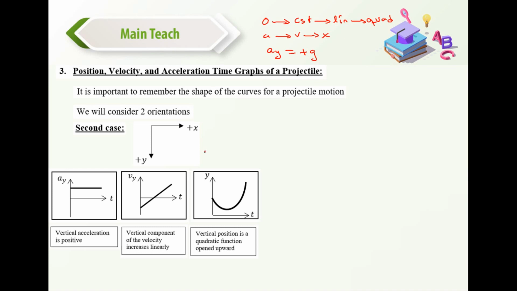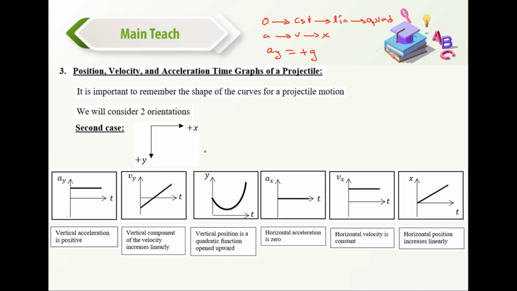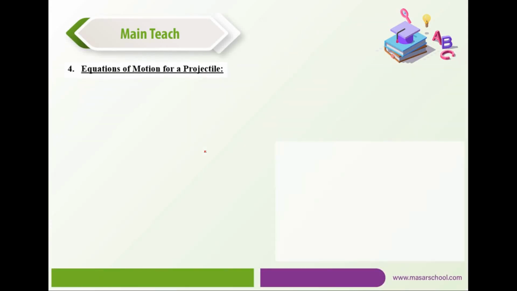As for the horizontal position, it would remain unchanged because ax is 0. We're choosing the positive direction along the direction of motion. Vx is positive, and that would give us a linear position xt graph. Now section 4, equations of motion for a projectile. Now we have reached a point that we're ready to analyze the projectile problem analytically using equations of motion.